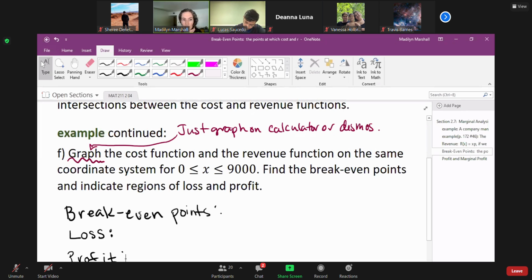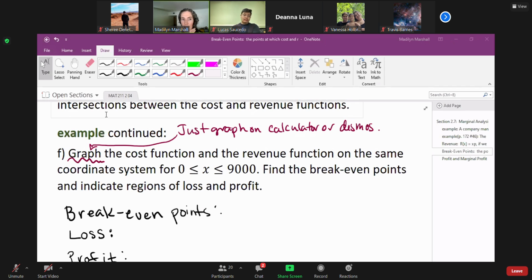So if you are using Desmos, I want to do this both on Desmos and on the TI calculator, just so everyone can see how both work. If you are using a TI but not Desmos, then you can sort of ignore the Desmos part, or if you're using Desmos and not the TI, you can do the opposite. So let me just change my share real quick to Desmos again.